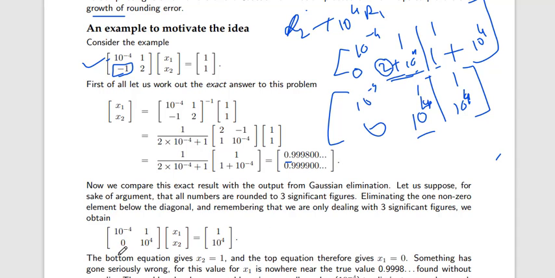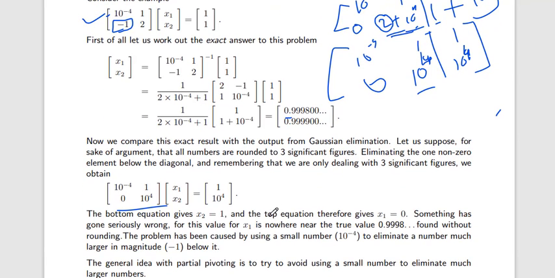Here we get 10 raised to minus 4, 1, 0, 10 raised to 4, x1, x2, and 1, 10 raised to 4. Now this is the upper triangular matrix. With the help of back substitution we will solve for x1 and x2, right? So what is the value of x2? 10 raised to 4 into x2 is equal to 10 raised to 4.